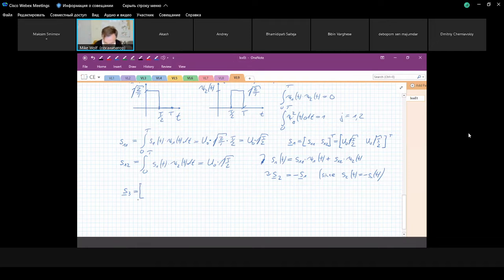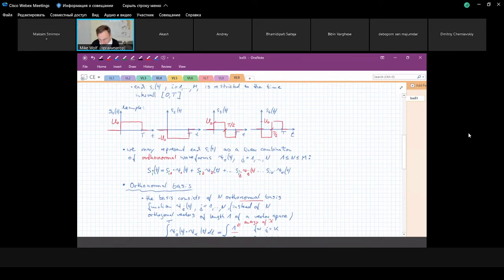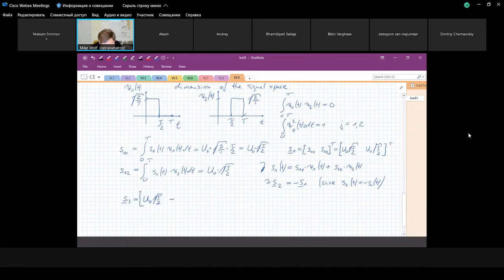Now what about S3? If we want to write S3, for sure the first component is again U naught times square root of 2 by T, and now we take a look at the second component. In the second interval, the third signal is just the negative version of the first signal. So in the second interval, we get minus U naught times square root of 2 by T. And then it's also clear that S4 is just minus S3, because the fourth signal is just minus the third signal.